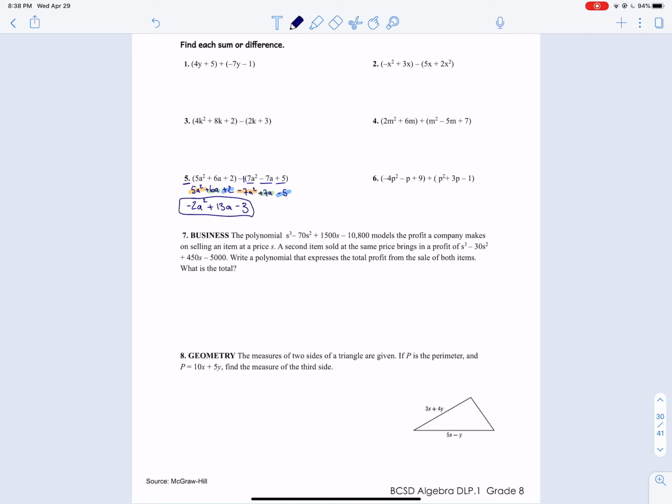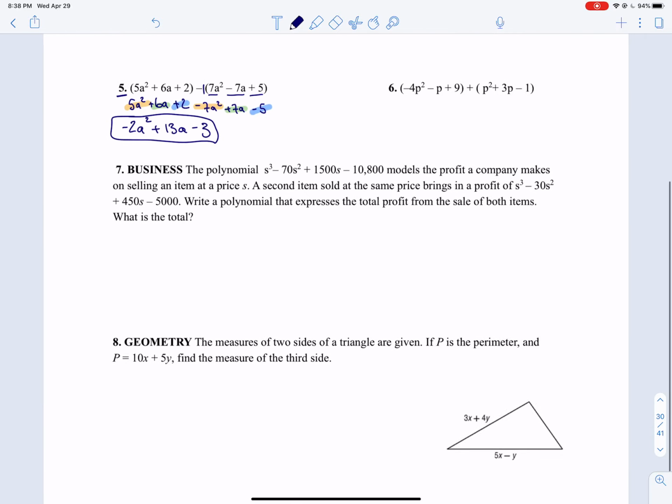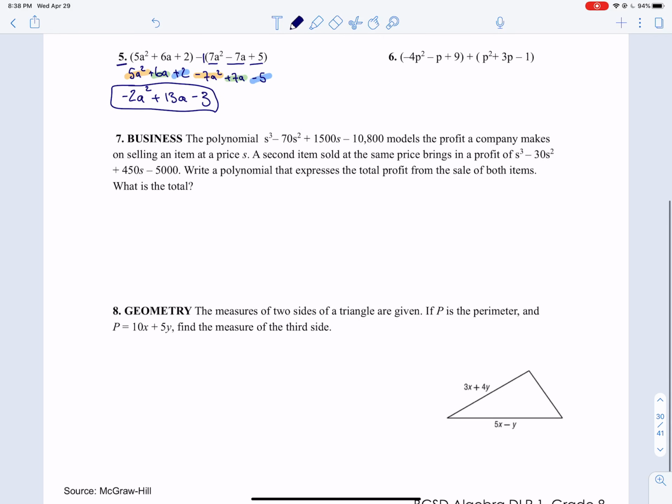Let's see here. I'm going to do number 8. It says the measures of two sides of a triangle are given. Okay, that's our diagram. If P is the perimeter and P equals 10x plus 5y, find the measure of the third side.